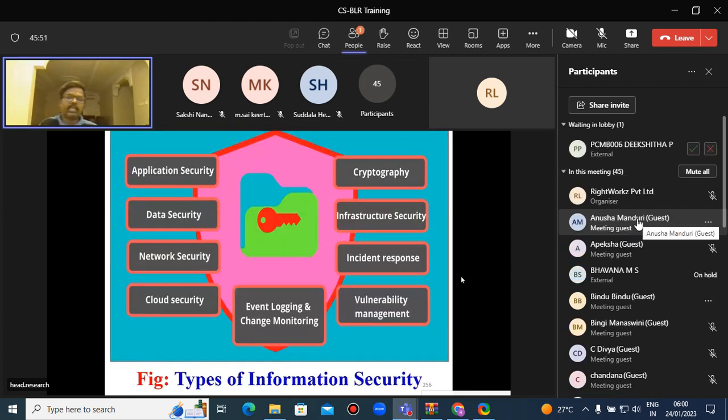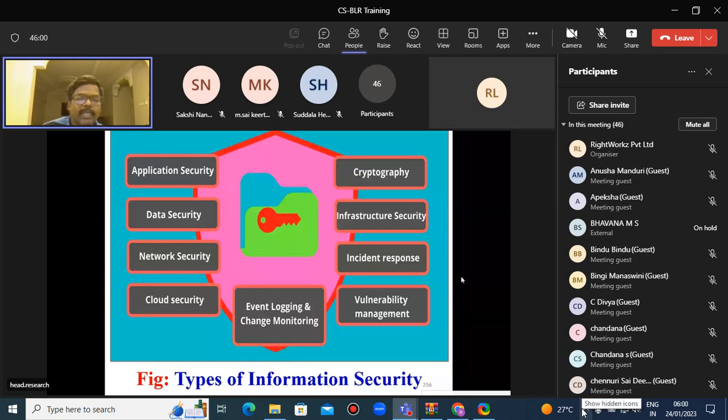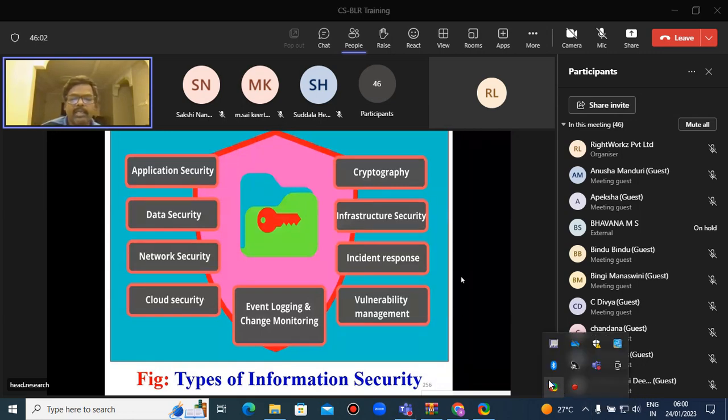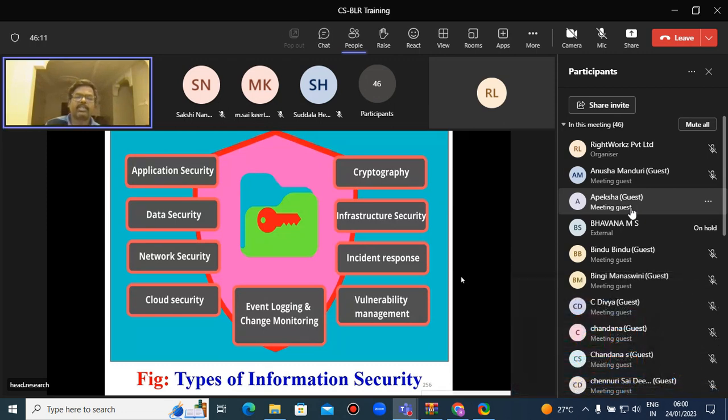So these are the types of information security. Please listen carefully. Application security: what type of applications are you using in the mobile, data center or server? How are you providing software or any kind of protection software? Data security: data is the raw material. Data security is protecting data from the computer or server. What type of data-level security are we providing?